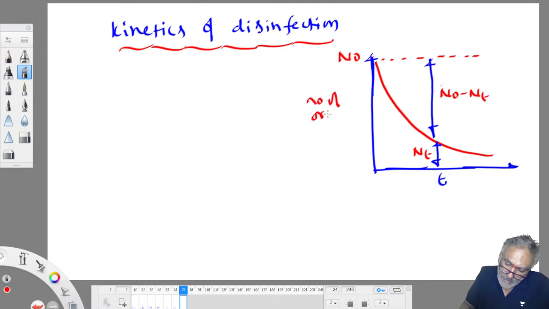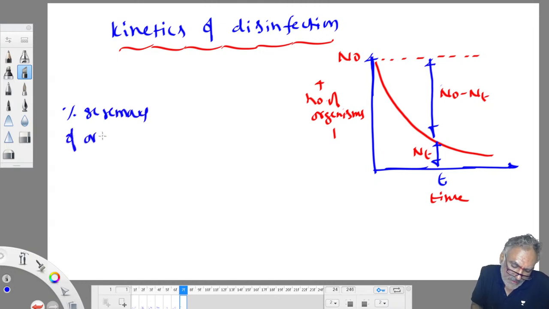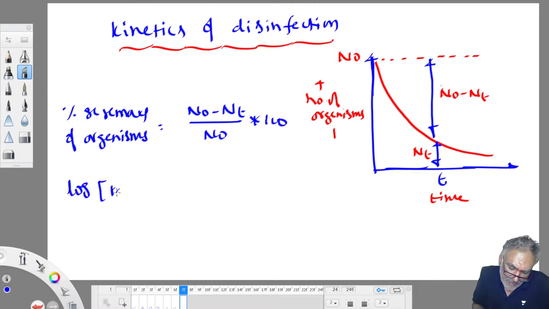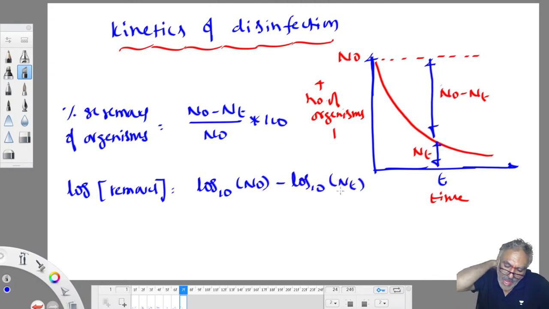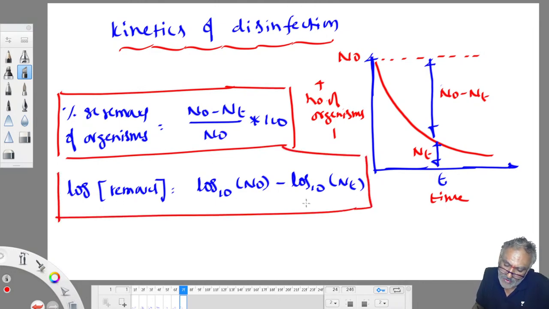This is the number of organisms versus time plot. So from this you can calculate percentage removal. Already I wrote this. Percentage removal of organisms is equal to the number of organisms removed in a given time t divided by the initial number of organisms, into 100. Sometimes we also work out log removal, which is removal in terms of logarithmic scale. So log removal is equal to log 10 n naught minus log 10 nt. One time in the GATE exam they asked log removal. That means they measure on a logarithmic scale. This is measured on a scale of 100, this is measured on a logarithmic scale. Both of them are the same only.